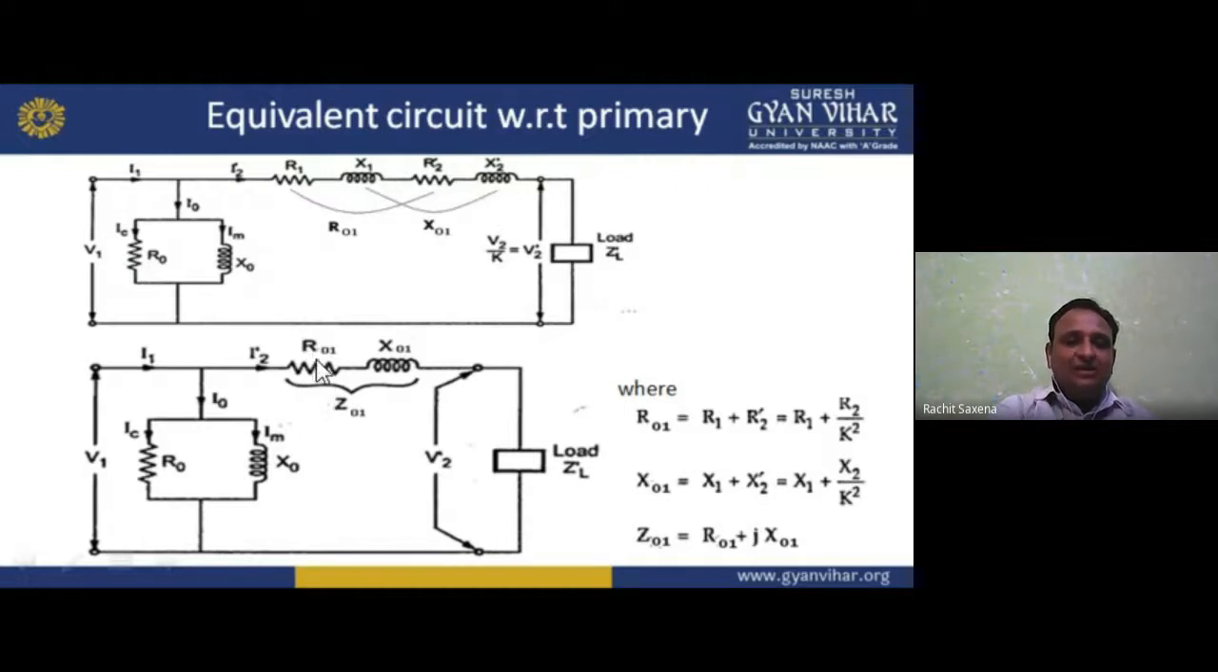So we have X01, R01, I2 dash, and Z01. Here we have the I0, IC, the loss component and the magnetizing component, and I1 we have, where the load is ZL. So R01 is equal to R1 plus R2 dash, which is equal to R1 plus R2 by K square. X01 is equal to X1 plus X2 dash, which is equal to X1 plus X2 by K square. Z01 is equal to R01 plus jX01. So if I am transferring to the primary, I have to consider K, that is the transformation ratio.